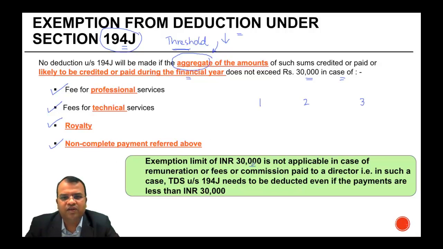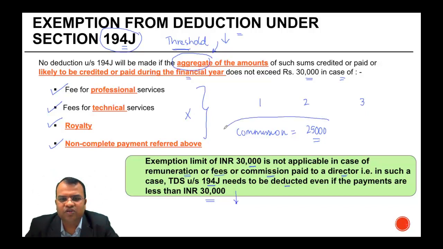However, exemption limit of 30,000 is not applicable in case of remuneration or fee or commission paid to a director. That is, in such a case, TDS under section 194J needs to be deducted, even if the payments are less than 30,000. So suppose you pay a remuneration or a commission to the director of, let's say, 25,000. While in all these other cases, if that would have been the case, there was no requirement to deduct TDS. In case of commission to a director, TDS will need to be deducted.